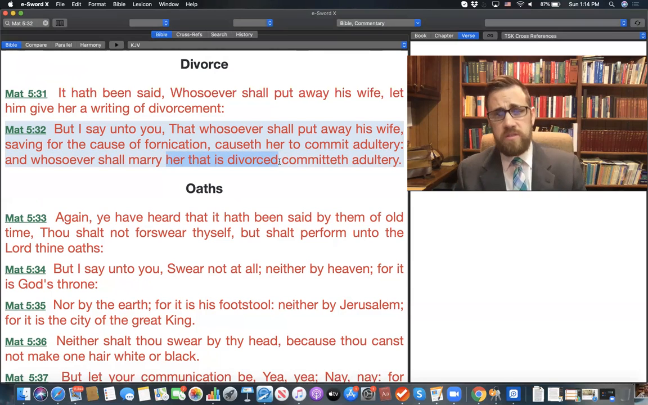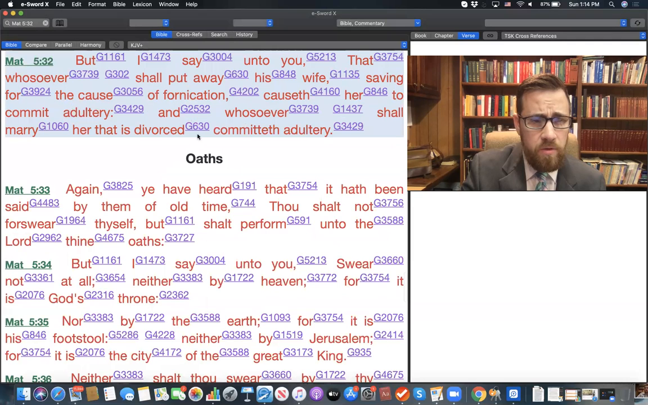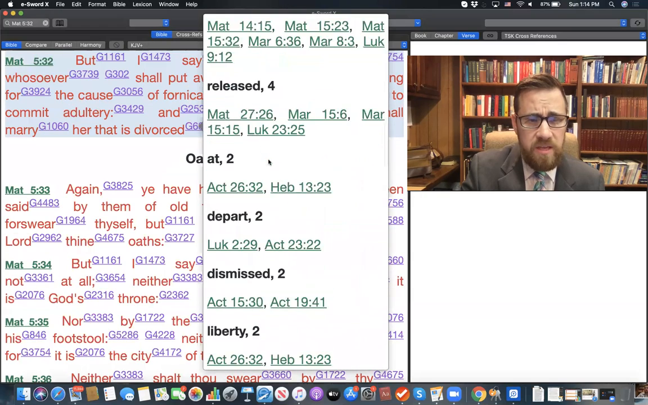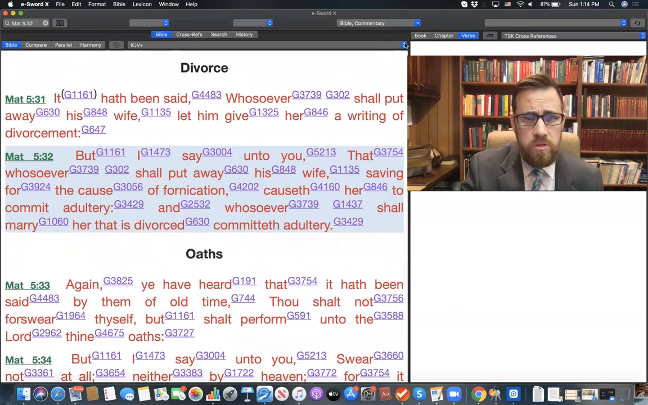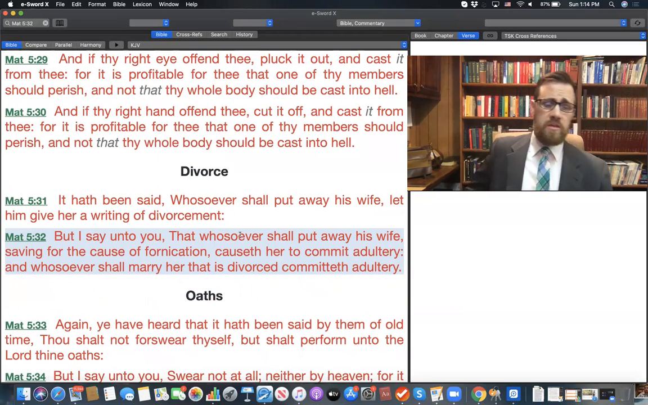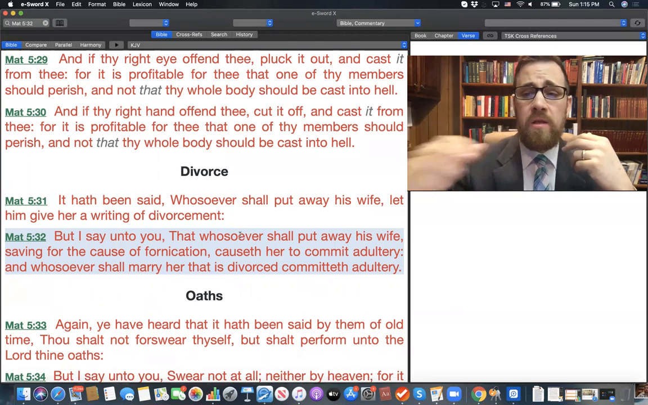So put away and divorce is the same word, and we can look that up here in our KJV plus. Her that is divorced is apoluo: away, put away, release, let, send. We go to the dictionary here, the lexicon: to free fully, that is, to literally relieve, release, dismiss, or figuratively let die, to pardon, or specifically, in this case, to divorce. So the word is not just used in reference to divorce, but in this context, that's what to put away means, to divorce. And it is that act of husband and wife separating with a legal reason, or separating legally.